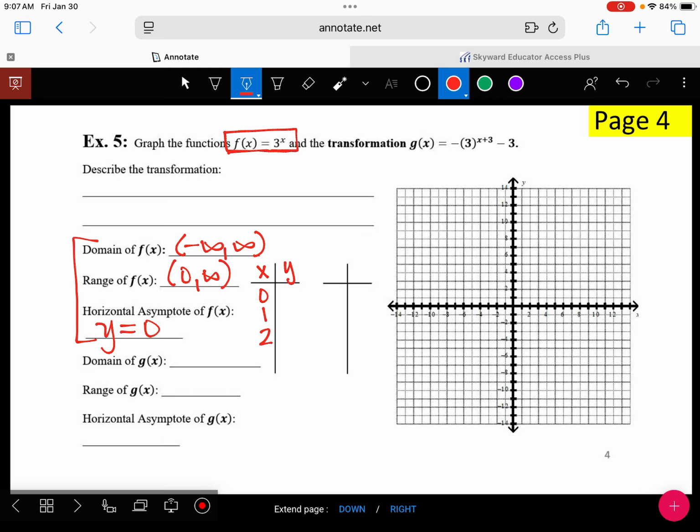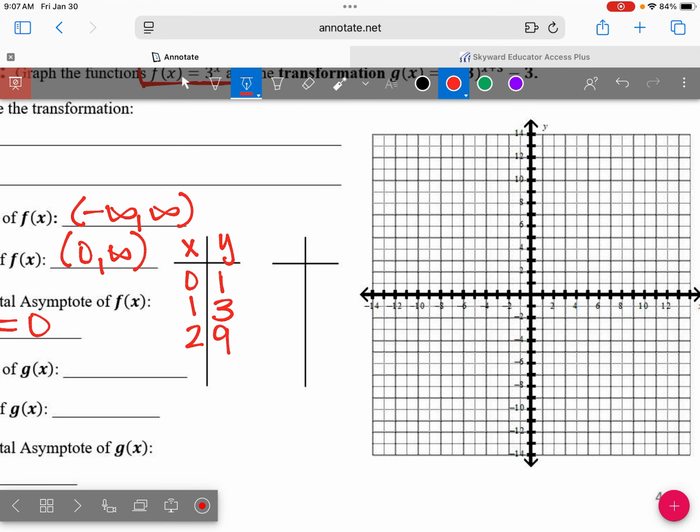Yesterday we talked about any number or letter or name or person to the power of 0 is 1. 3 to the first is 3. 3 to the second is 9. So let's go ahead and fill in. Let's graph it. 1 up 3. 2 up 9.